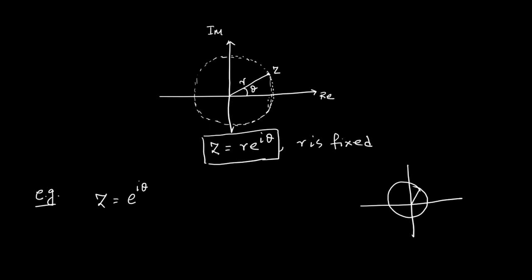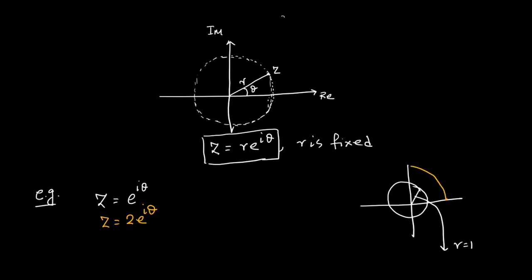Say here the radius is 1. A circle of radius 1. Now, if we consider another one, say z equals 2e to the power i theta, what will be that? Very simple. That will be a circle of radius 2. That means a bigger circle than this one.